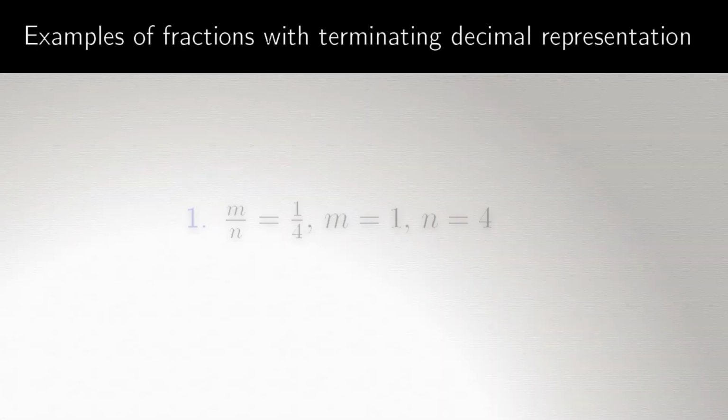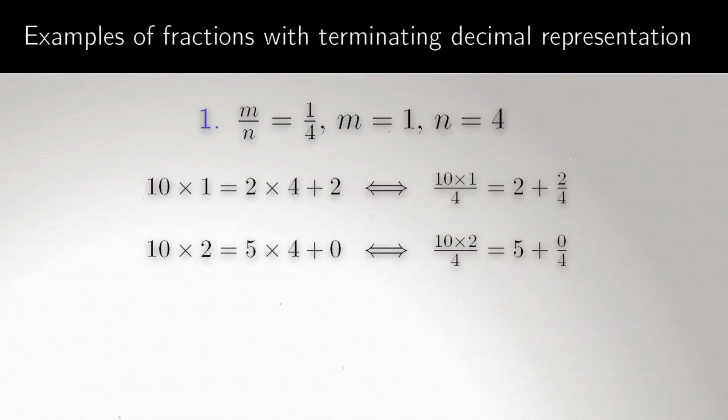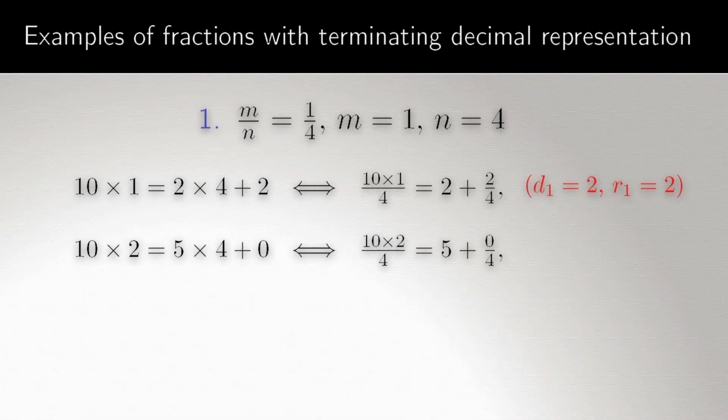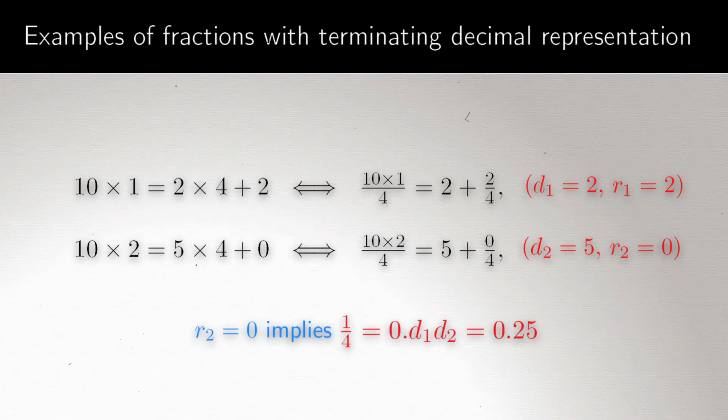Let us consider the example of m over n equal to 1 over 4, whereby m is equal to 1 and n is equal to 4. By applying the Euclidean division and the successive multiplication by 10 and division by 4, we will obtain that d1 is equal to 2, r1 is equal to 2, and d2 is equal to 5, whereas r2 is equal to 0. This implies that 1 over 4 is equal to 0.d1 d2, which is equal to 0.25.